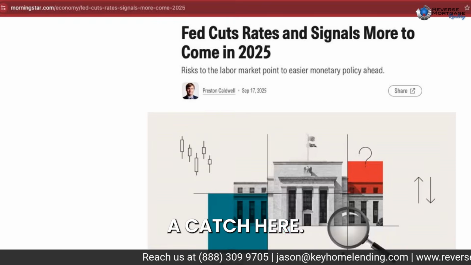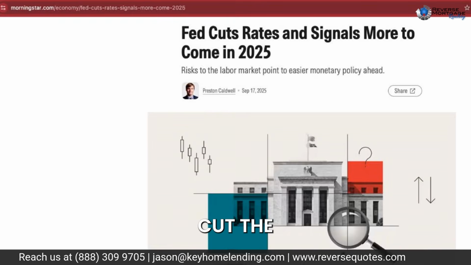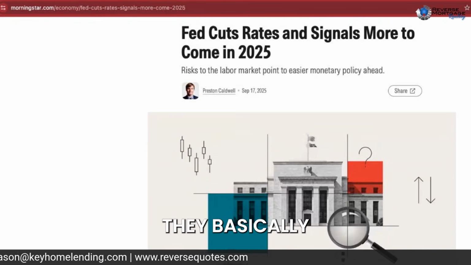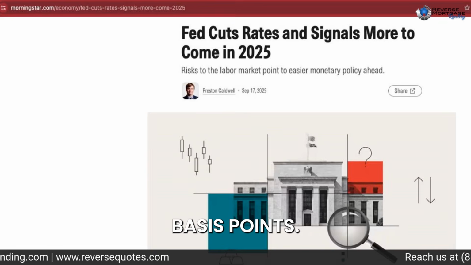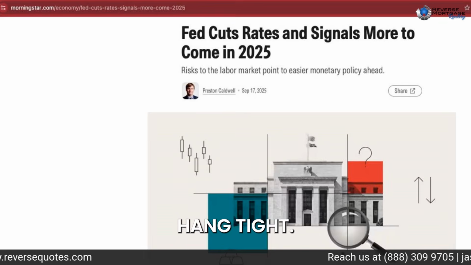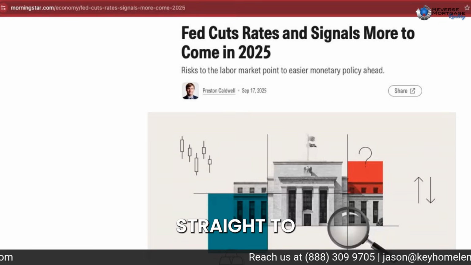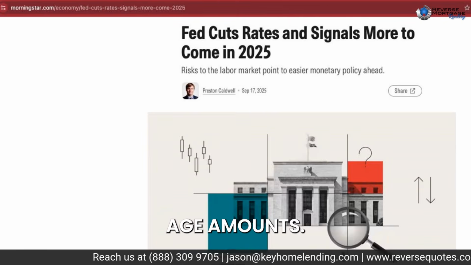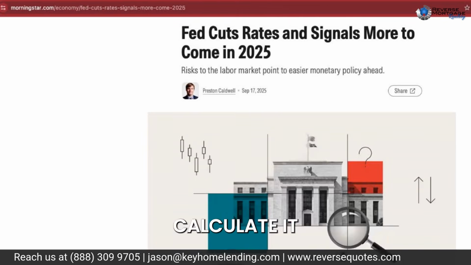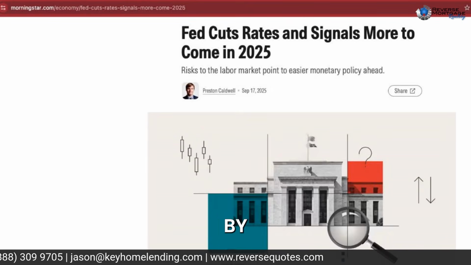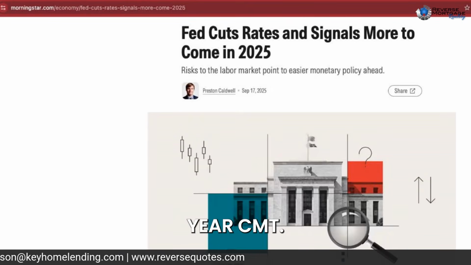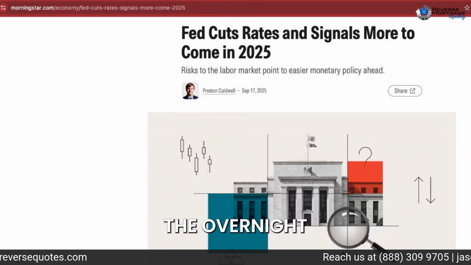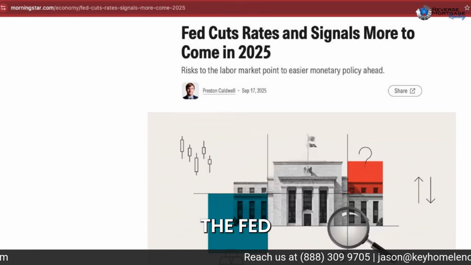But there's a catch here, and let's use the Fed cut the overnight interest rate at 25. They basically lowered it by 25 basis points. By the way, if this is boring, hang tight, and in a couple minutes, we're going to go straight to the calculator, and it's going to show what you can get at certain age amounts. But to give you an idea of how they calculate it out, they're going by something called the 10-year CMT. They are not going off the overnight rate, which is what the Fed just cut.